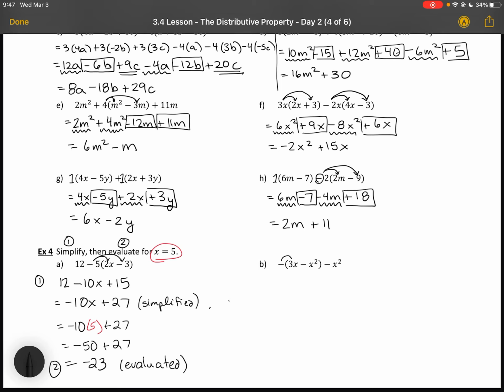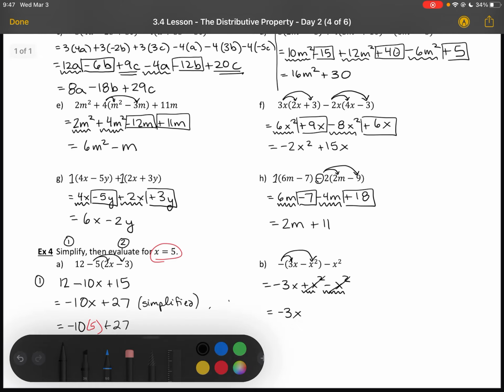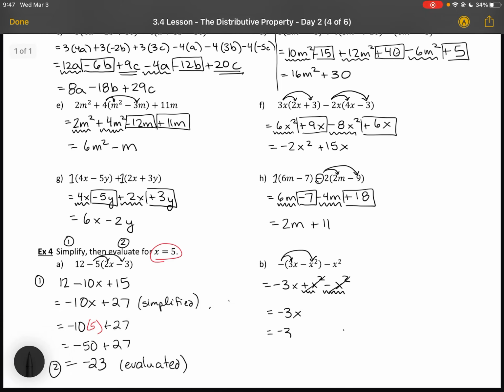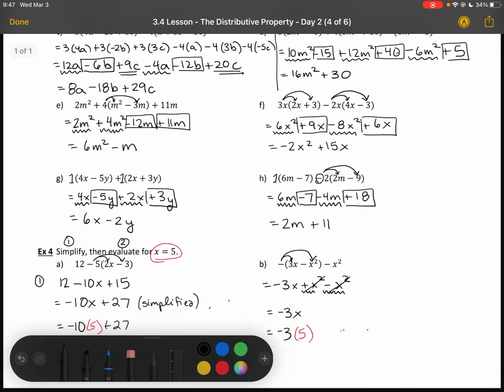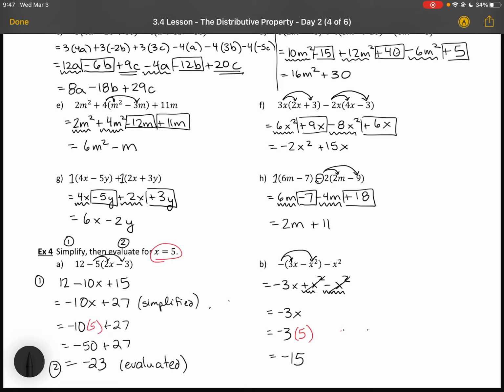Let's take a look at B. We're going to expand by distributing the negative. I'm going to collect like terms. So plus x squared minus x squared is actually 0, so those ones cancel out. And I'm just left with minus 3x. Now I'm going to substitute x equals 5. Once I have that information, now I can evaluate my expression. Those are some more examples of the distributive property.